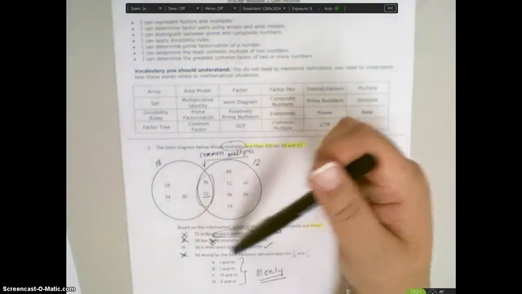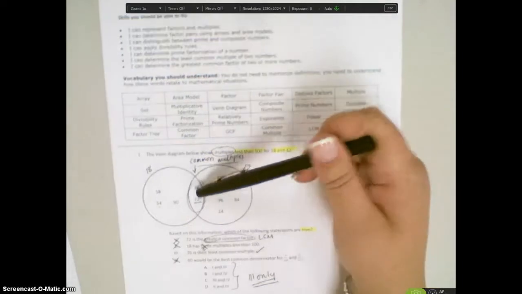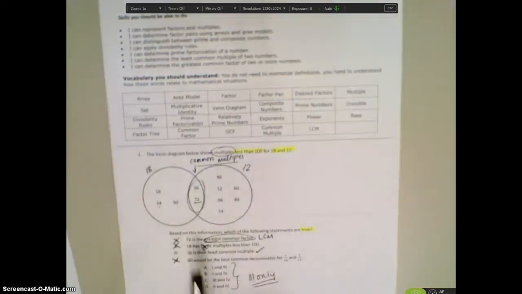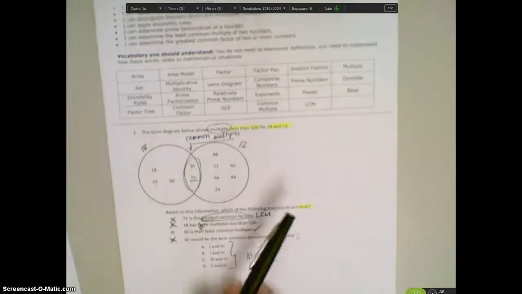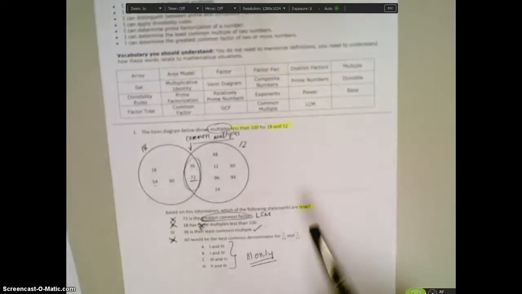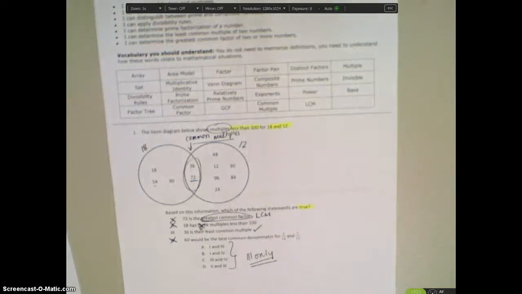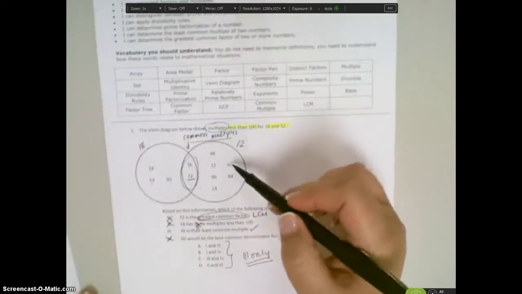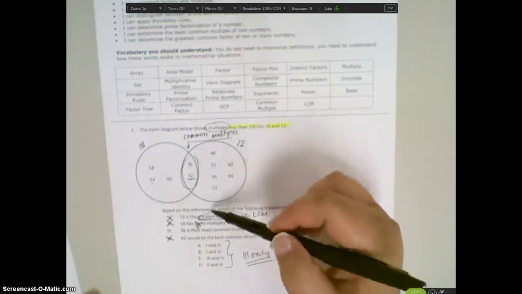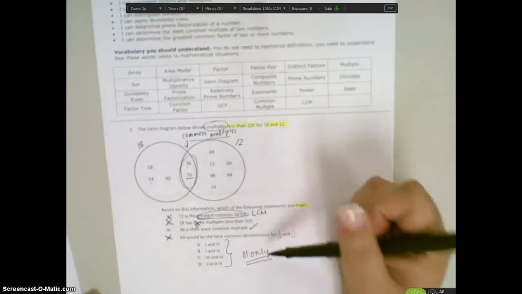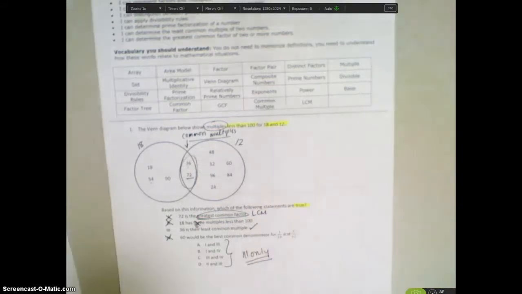Number 3, 36 is their least common multiple. That is correct. It's the smallest of the common multiples that they have. And then 4 says 60 would be the best common denominator for 1/18 and 1/12. The problem here is that 60 is not going to be the best because it's not common. It is just in the 12. So it's not in the middle. So it's not that common multiple. So there's actually not a correct answer on this one. It is just going to be 3 only would be your correct answer.